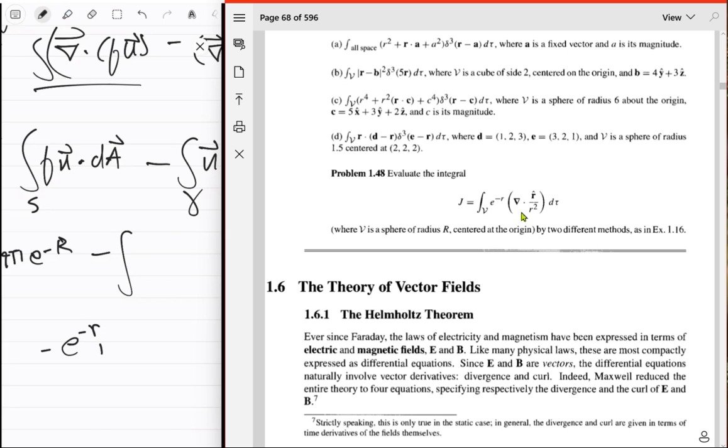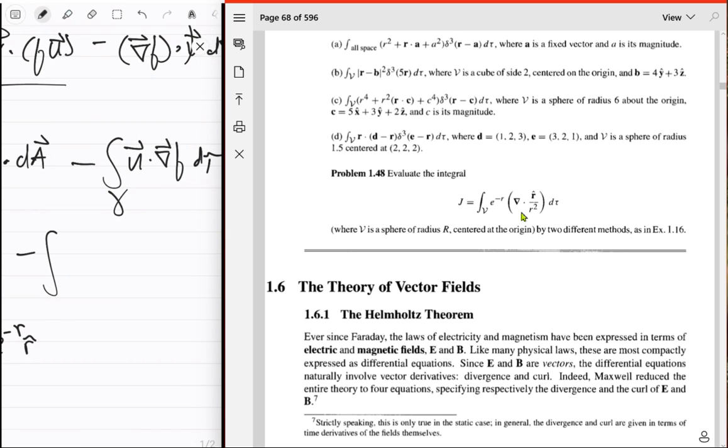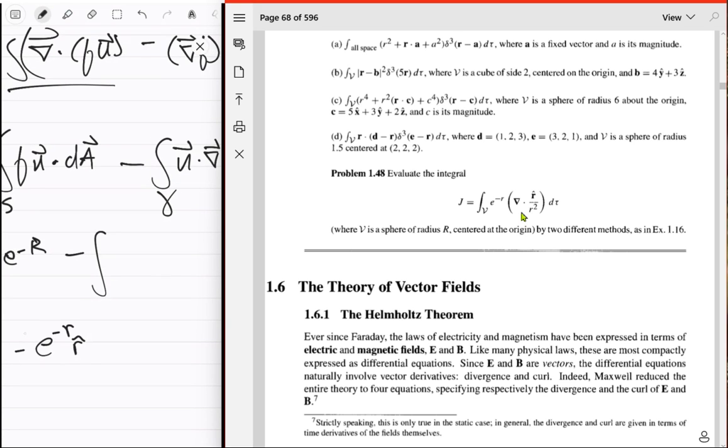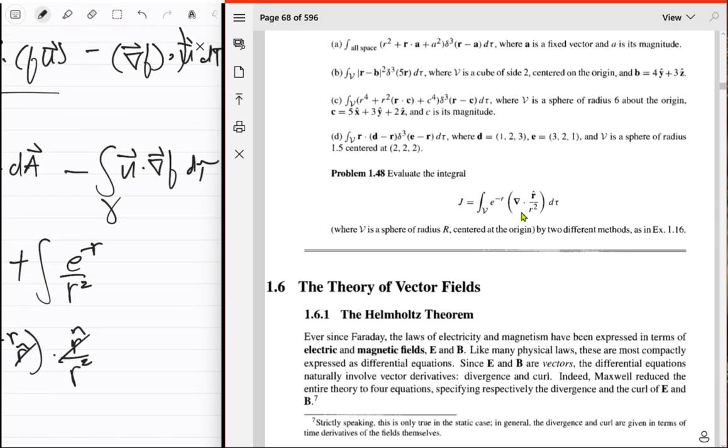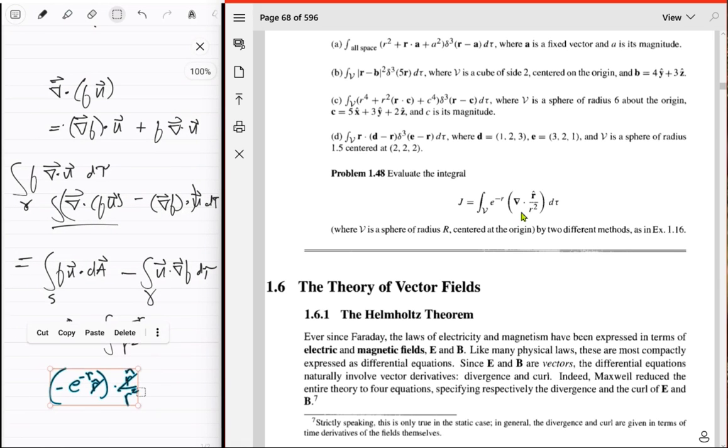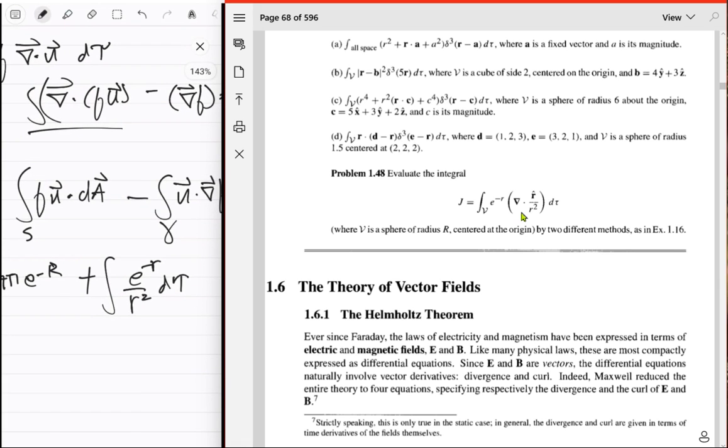Awesome. So that's the gradient, and now we take a dot product with our u vector, which is just this guy. So this dotted with r hat upon r squared. Oh, this is nice. So all you get is e power negative, I think it's positive only, negative e power, sorry, e power negative r upon r squared. Then you got d tau. And of course, this is over the whole sphere.